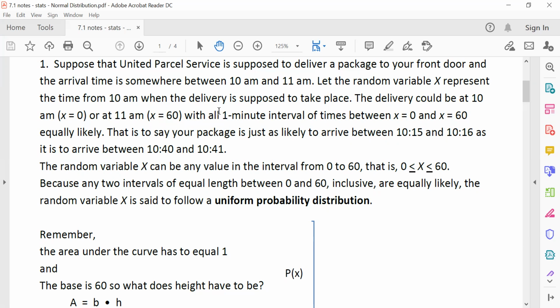And so if we break that up into 1-minute intervals between 10 a.m. and 10:01 a.m., between 10:01 a.m. and 10:02 a.m., etc., and go down the line, we'd see that there are 60 different possible times, if you go out to the nearest minute, where the package could arrive. Thus, each of those times has a 1 in 60 chance, assuming that they're all equally likely. So your package is just as likely to arrive between 10:15 and 10:16 as it is between 10:40 and 10:41.